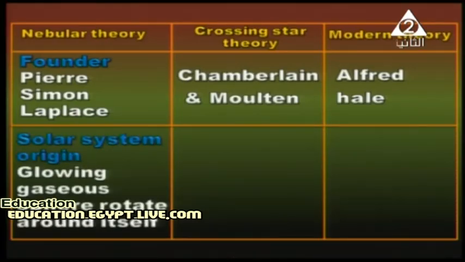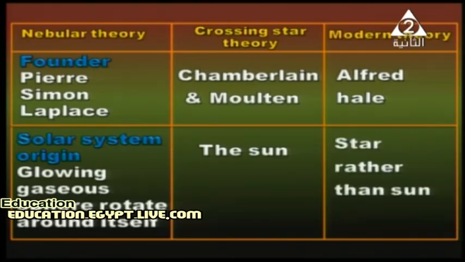The solar system origin. The nebular theory said that the origin of the solar system is a glowing gaseous sphere rotating around itself, called nebula, while the crossing star theory said that the origin of the solar system is the sun, and the modern theory said that the origin of the solar system is a star other than the sun.